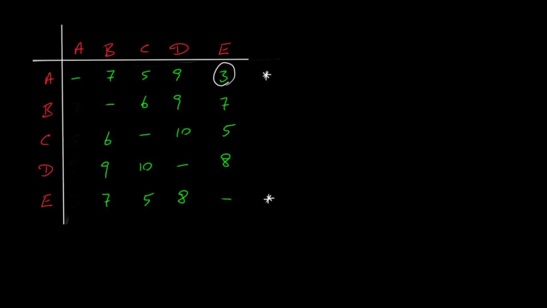And I'm also going to delete, because I'm looking now at row E, I'm going to delete column E, except for the circled number. So I'm going to delete these ones.